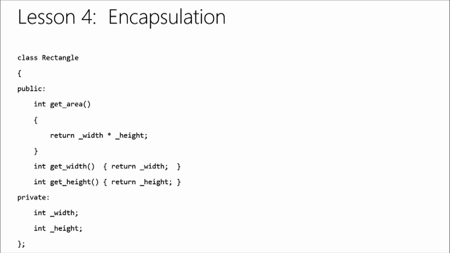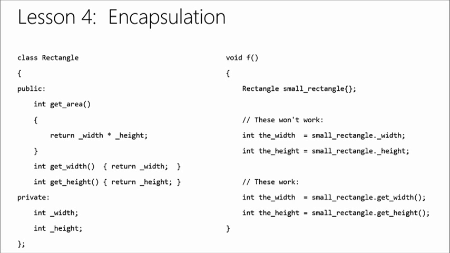Now, you'll see that we've made the width and height private. So the private corresponds to the public, and what public means is that you can use these from outside of the class. So in our function f that we had before, we can call getArea and getWidth and getHeight, but we can't access _width and _height. We'll get a compiler error if we do that. For example here, those won't work. But we can access all of the public members, so we can easily call getWidth and getHeight. No problem. Compiler will be very happy with us.